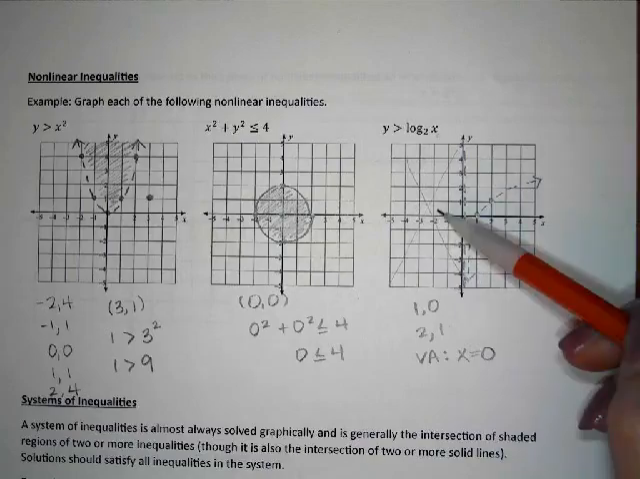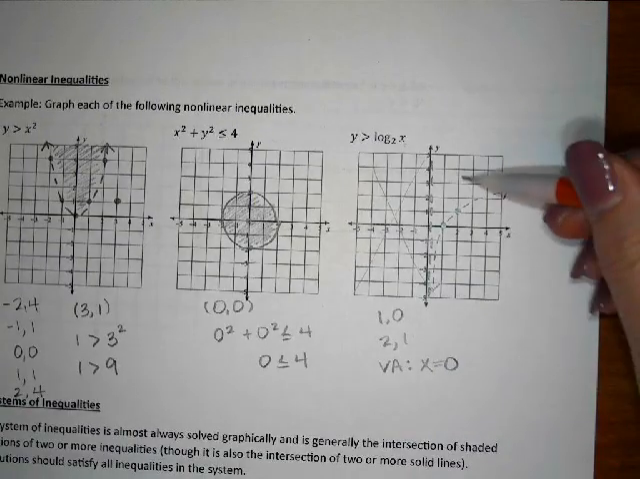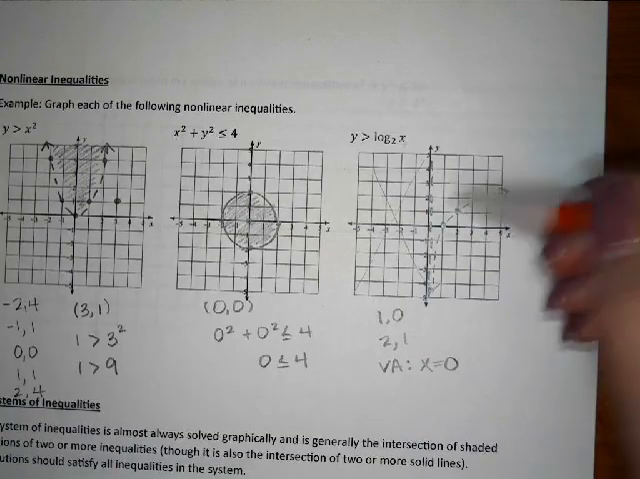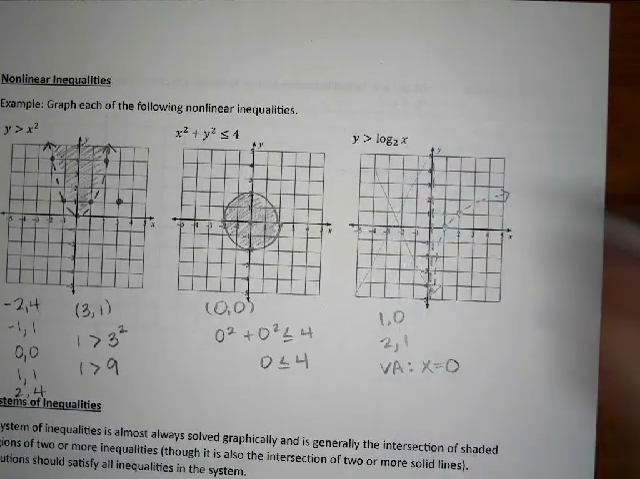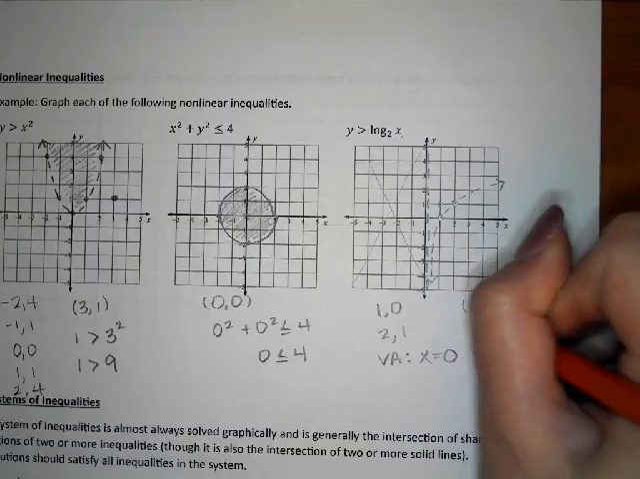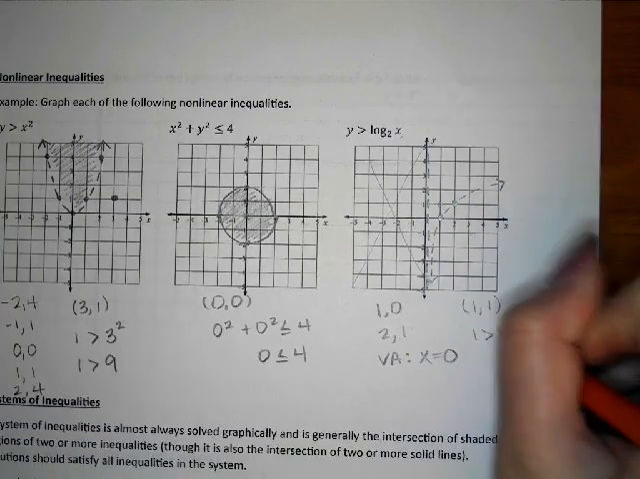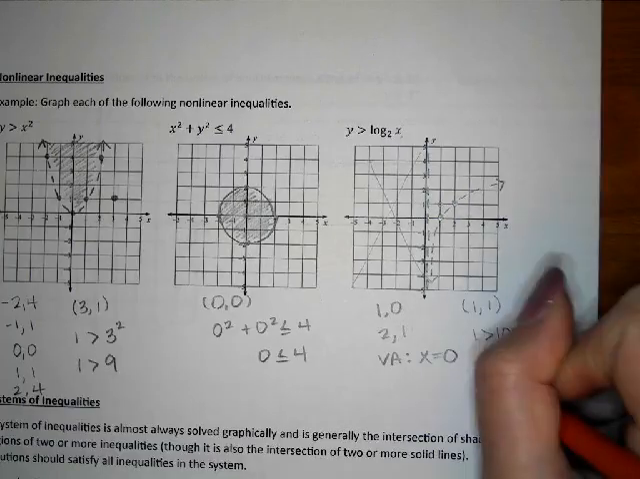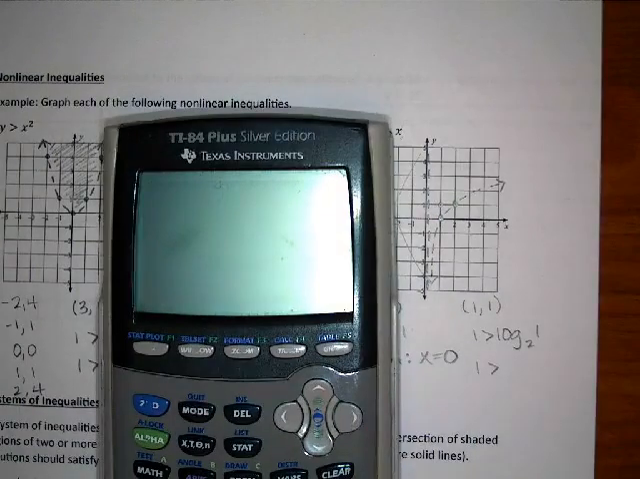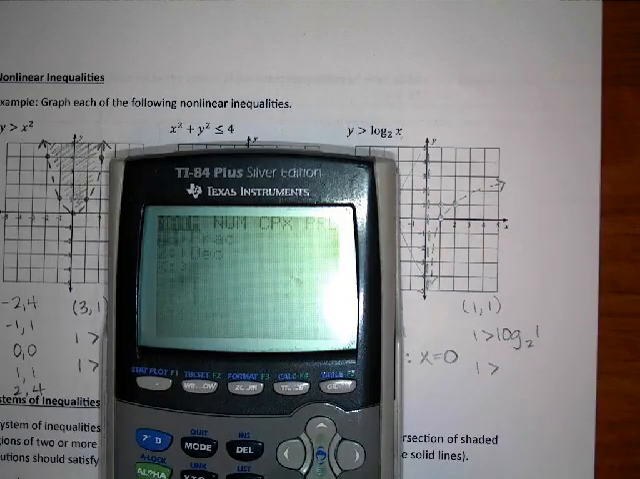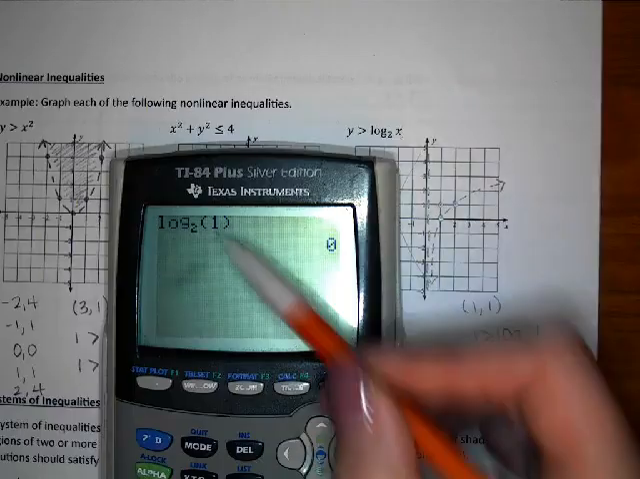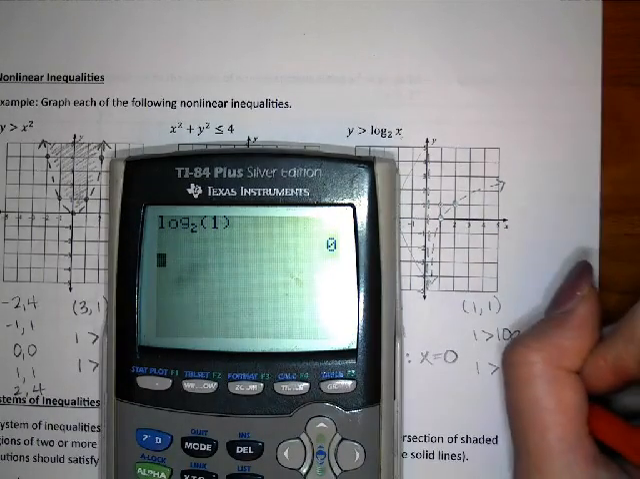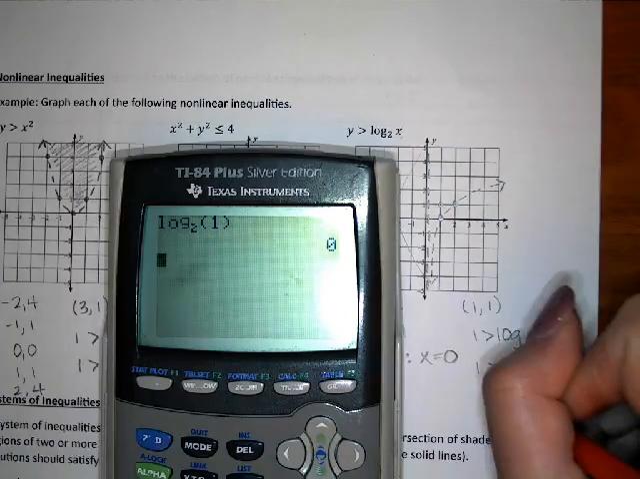Now, to figure out the shading, I'm going to have above the curve and below the curve. I can't plug in 0, 0 because that's on the asymptote. So I'm going to go ahead and plug in 1, 1. 1 for y, 1 for x. 1 is greater than log base 2 of 1. And log base 2 of 1, if you don't remember off the top of your head, you can just plug it into your calculator. Log base 2 of 1 is actually 0 because you're saying 2 to what exponent gives you an output of 1, and so this would be 0. 1 is greater than 0 is true, and so we're going to shade above the curve.